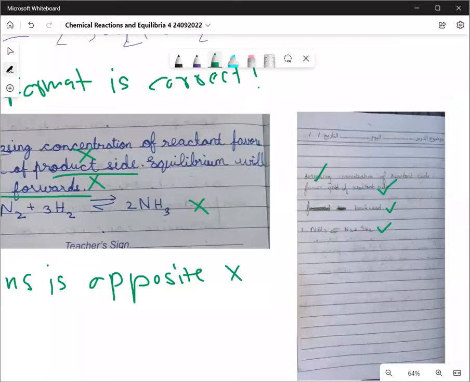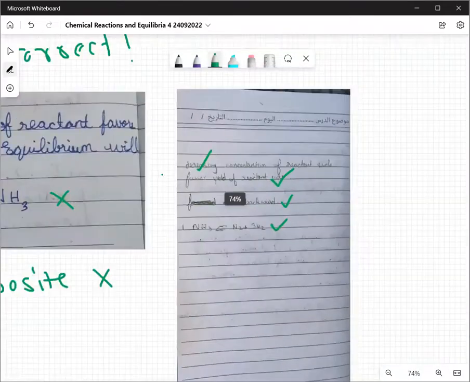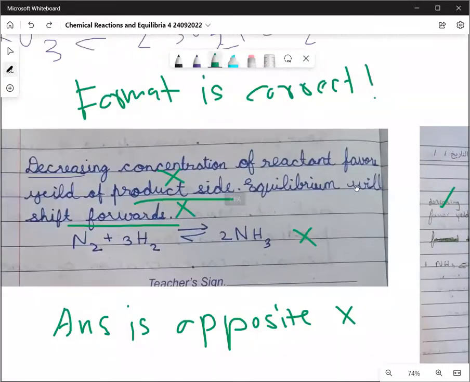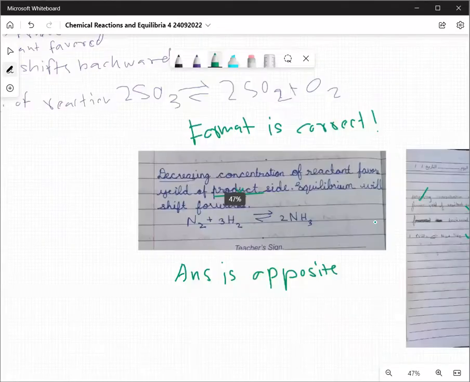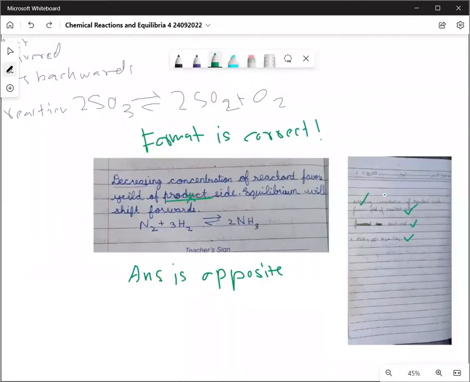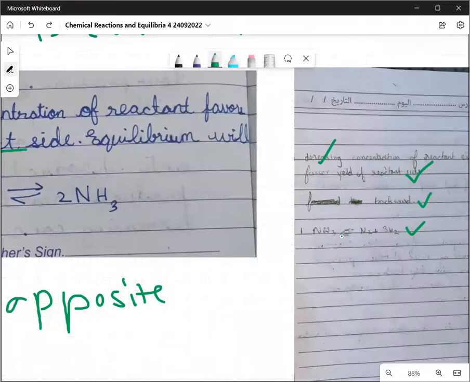Zahra, can you hear me? Yes, sir. The answer is correct. Decreasing concentration side favors yield of reactant side. So the only thing she got wrong was this part here. This one, favors yield of product. This should have been reactant. Niranjana, can you hear me? She's joining back. So I think Zahra, this is clear for you. Yes. Now, did you have difficulty with the reaction part? No, sir. Good.